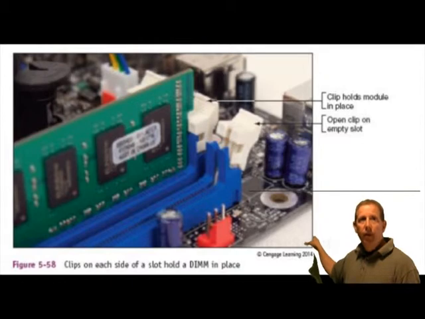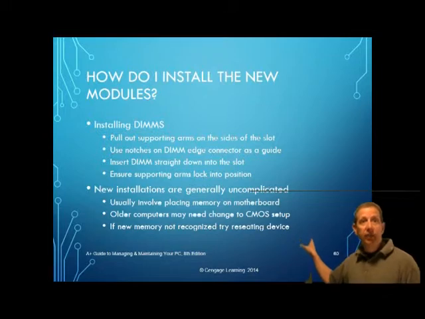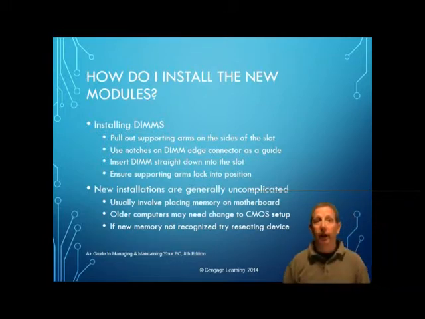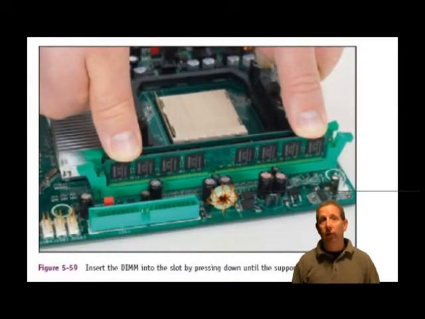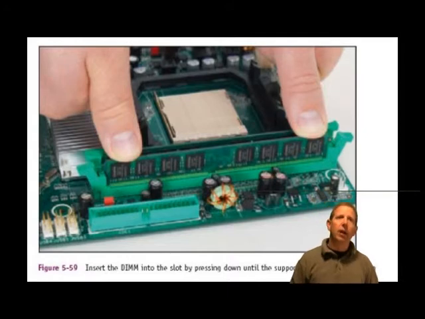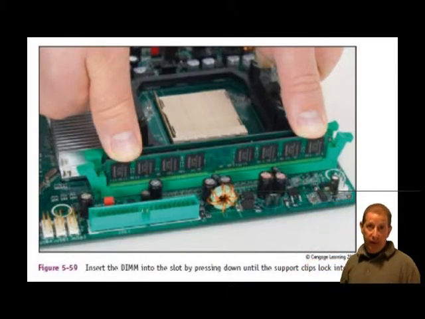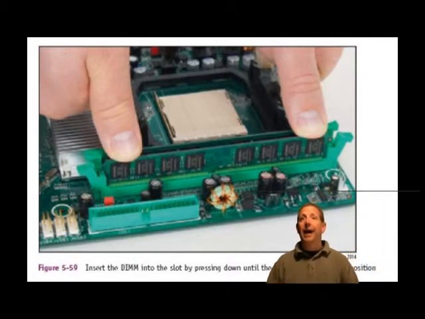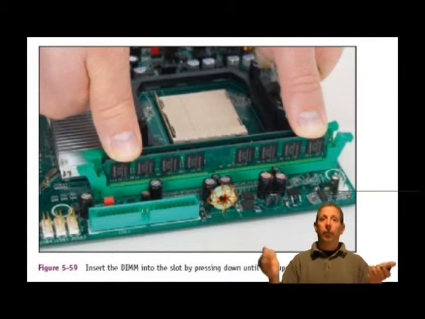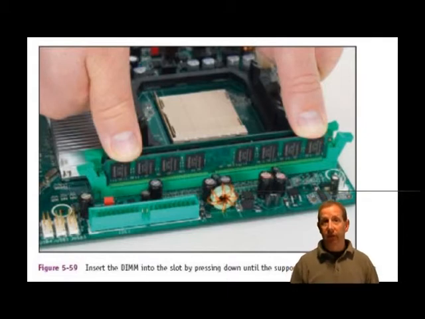To install a DIMM, first pull the supporting arms on the sides of the slot outward. Look on the DIMM edge connector for the notches, which help you orient the DIMM correctly over the slot. Then insert the DIMM straight down into the slot. When the DIMM is fully inserted, the supporting clips should pop back into place, as the figure shows behind me, a DIMM being inserted into a slot on the motherboard. Applying pressure on both ends of the DIMM at the same time will cause the two catches to pop into place.